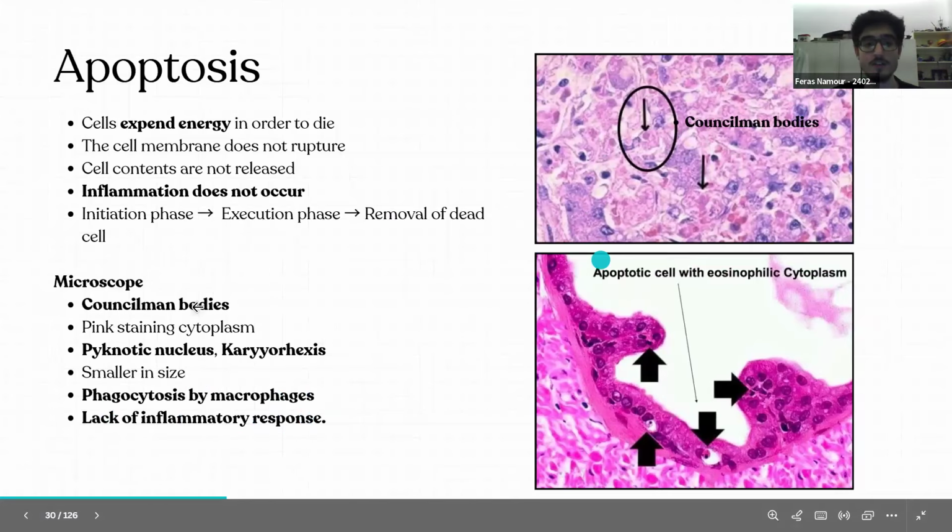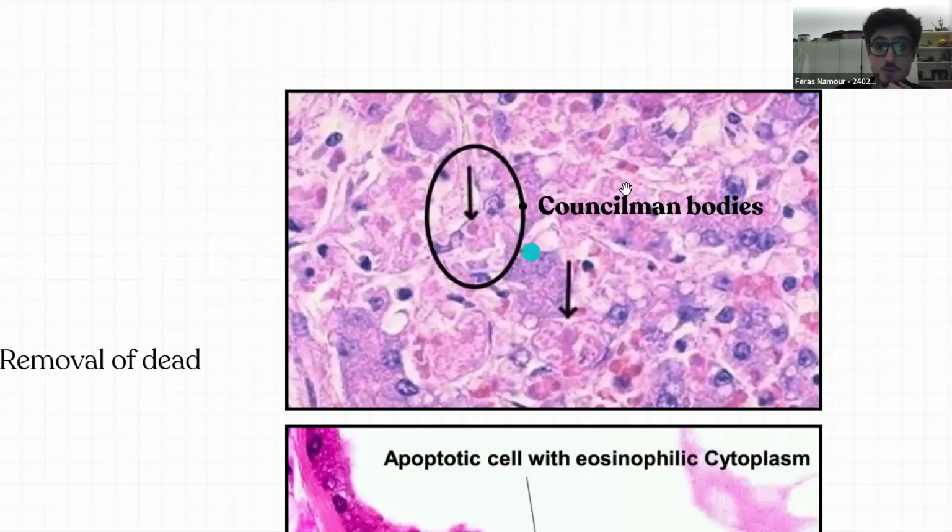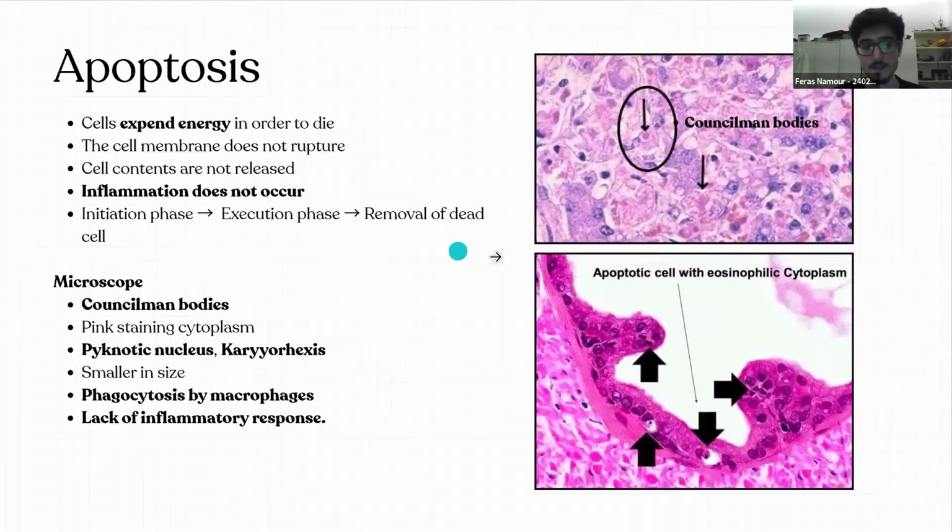Actually, we have a special kind of entity with them. It's called Councilman bodies. Basically, you're going to see cells with their nucleus faintly dying out. You're going to have normal cells around, with their normal nucleus, and then cells slowly fading out. And this is due to, again, pycnosis, karyorrhexis, and karyolysis.